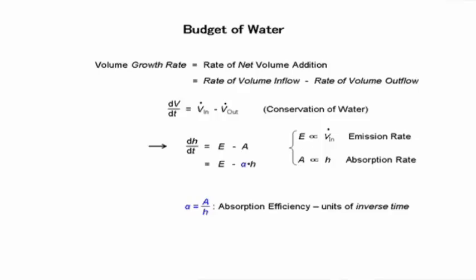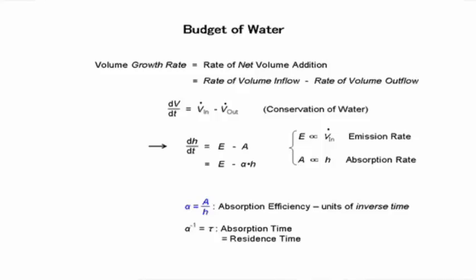Alpha is proportional to the area of the drain. The bigger the drain, the faster the water leaves. Alpha has dimensions of inverse time. 1 over alpha defines the absorption time. It reflects the residence time, the characteristic time that water spends in the bath before leaving through the drain.